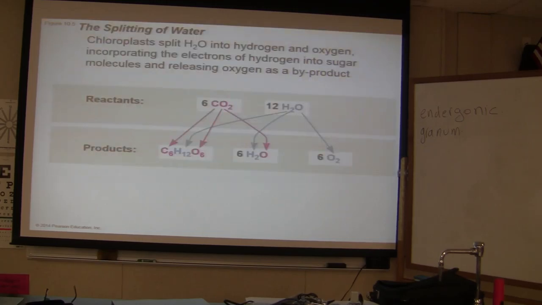What happens up here? Splitting of water. The chloroplast splits water into hydrogen and oxygen, incorporating the electrons of hydrogen into sugar molecules and releasing oxygen as a byproduct. Of course, these oxygens can go right here, and right here, the oxygen of the water molecule. So it's important that you know the fate of each one of those elements, each carbon, oxygen, hydrogen. You should know their fate, what happens in the products of photosynthesis.